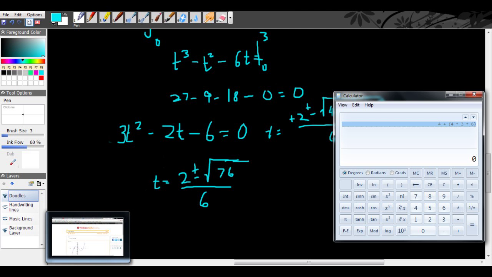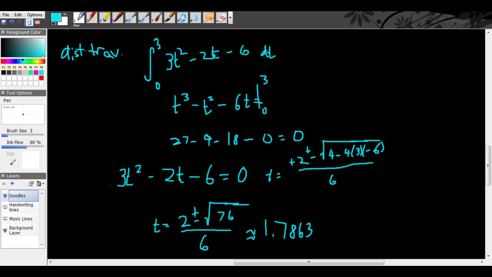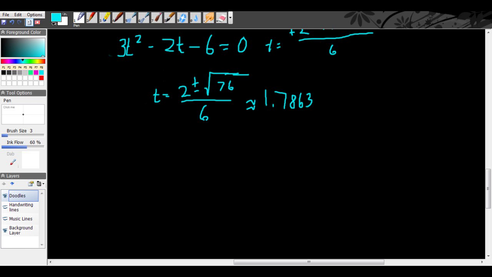So it's 2 plus the square root of 76, over 6, and we're going to take that as a decimal. So t is about equal to 1.786. We'll say 1.7863, because it's 1.786299, which is pretty darn close. But okay, so now distance traveled.